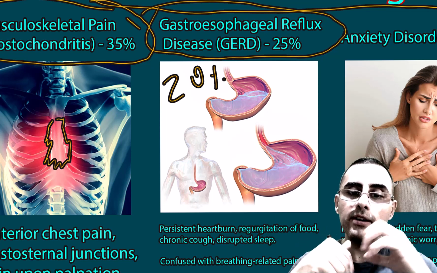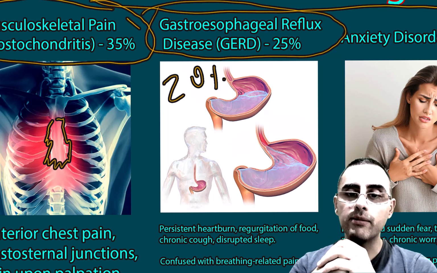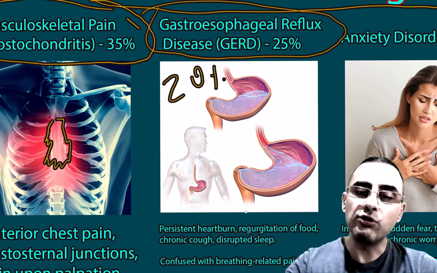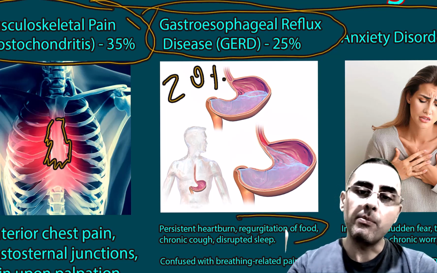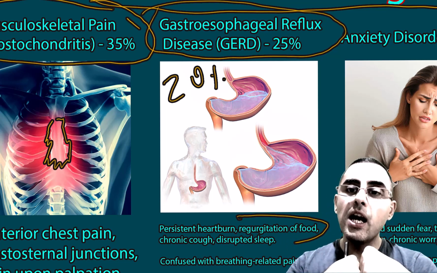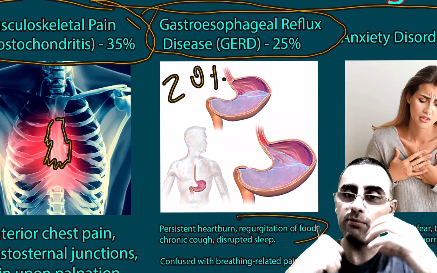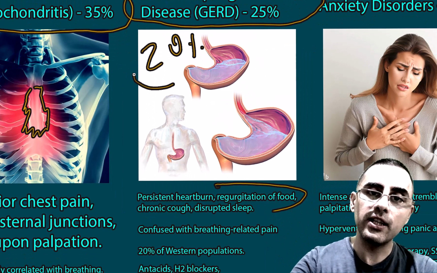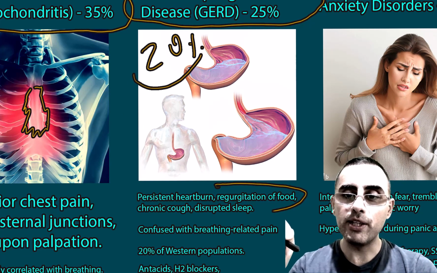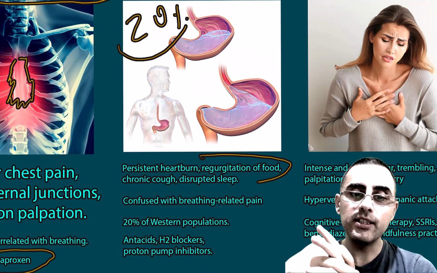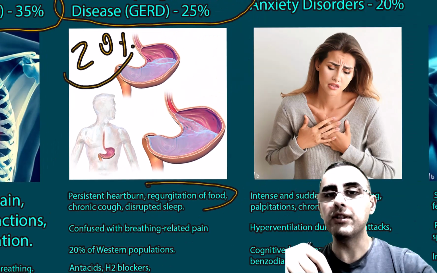For GERD, common symptoms are persistent heartburn, heartburn and pain after eating or before sleep, disrupted sleep, chronic cough, and regurgitation of food. But these symptoms are not directly correlated with breathing. In many cases, people wrongly correlate them with breathing. That's why we should pay attention to it. It's a very common condition. It affects 20% of the general population. That's why it's important. What is the treatment? Treatment is antacids, H2 blockers, and proton pump inhibitors.